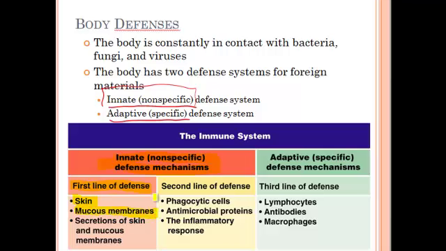So the parts of our body on the inside that are in contact with the outside, our digestive system and our respiratory tract, are set up to catch foreign material. For example, in your respiratory tract, as you're breathing in, you're pulling in these substances.